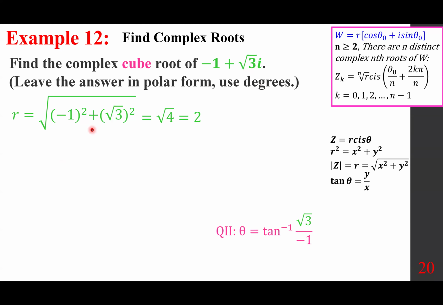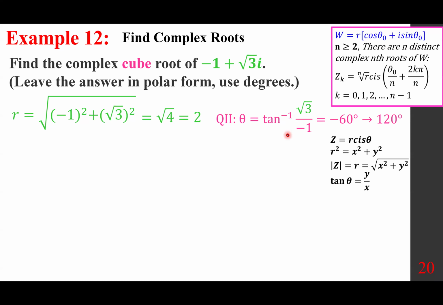Theta is tan inverse of y over x. By now we know that, which is minus 60. In the second quadrant, 120 degrees. So this complex number in polar format would be 2 cis 120, or 2 times cosine of 120 plus i sine of 120.